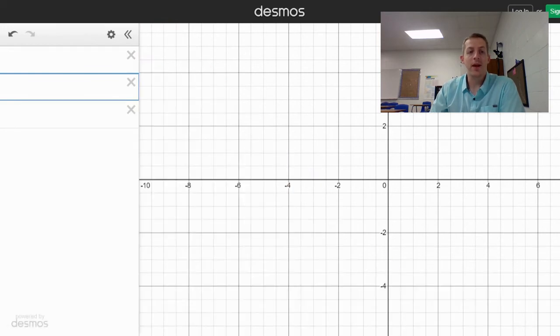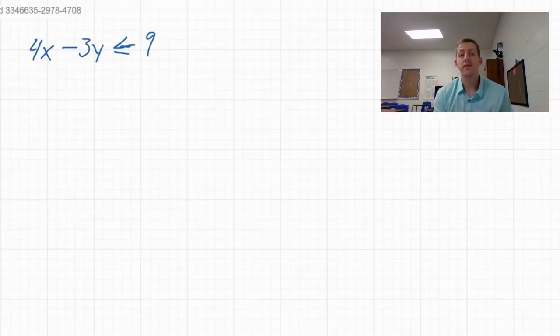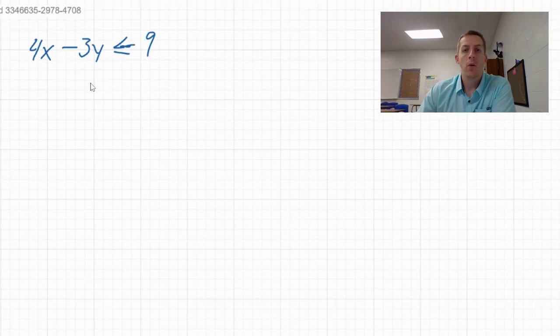If we have greater than or equal to, or less than or equal to, the line is going to be solid. That means the solution is included with the line. So the line is part of the answers. Okay, so I'm given this inequality. It's a linear inequality, and I know that because I have a 1x and 1y. And I want to put this in slope-intercept form, just because it's easier to graph that way.